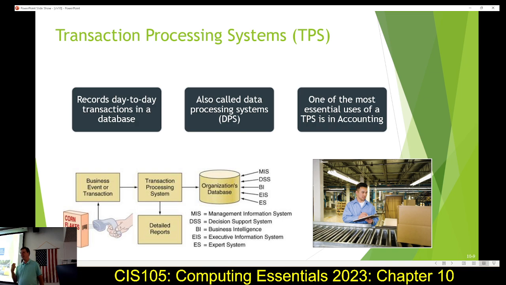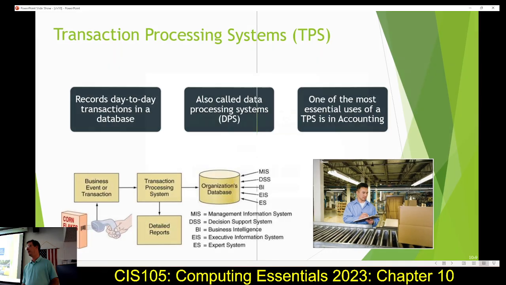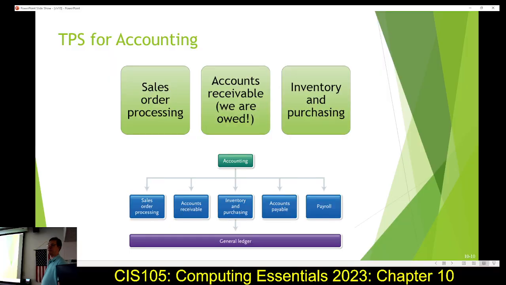So keep in mind that transaction processing systems record day-to-day transactions. And one of the most essential uses of a TPS is in accounting. So here we go. This is part of your extra credit. So, that's why I have an exclamation point in the middle there. As you can see, there are 5 things for accounting that get fed into what is called the general ledger. And those are sales orders, so any sales order that occurs during the day, that all gets fed in.